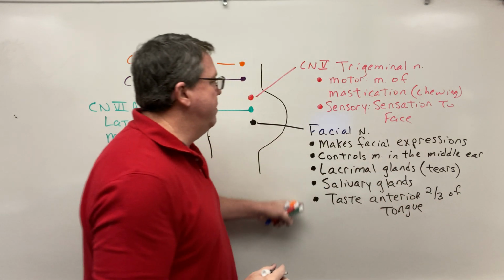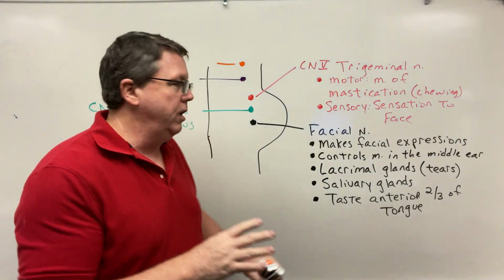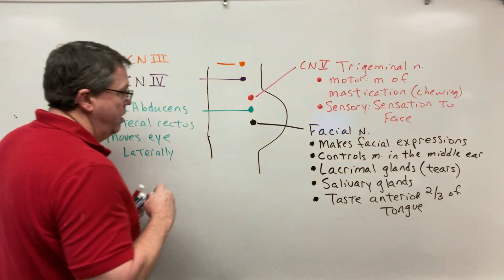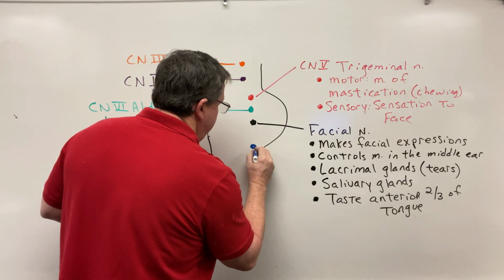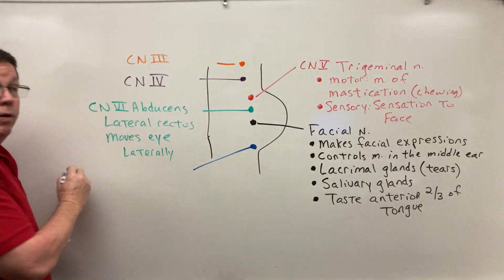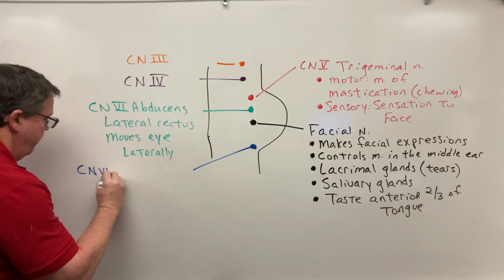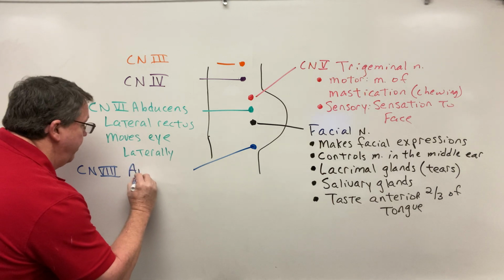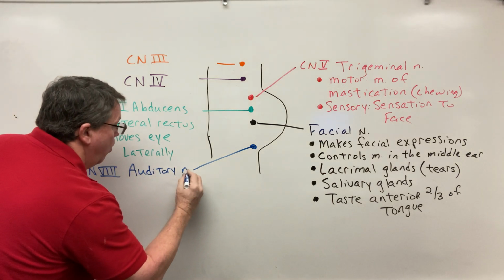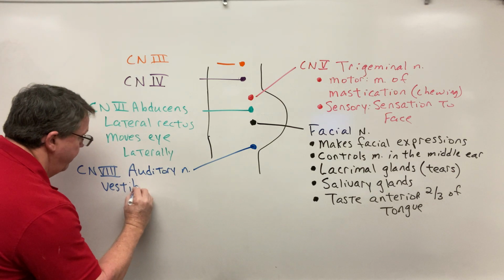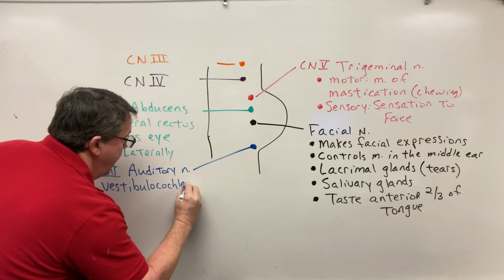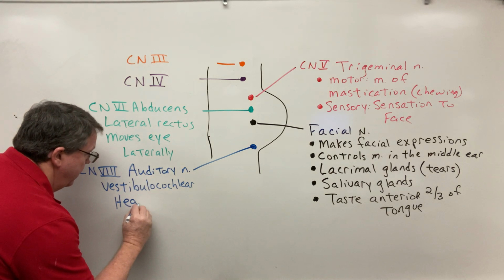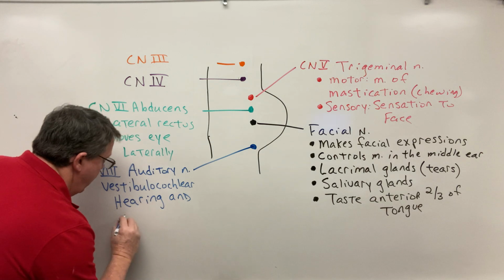Okay, so these are some of the functions of the facial nerve. Again, the point of this video is not to go into what every cranial nerve does. But then, way down here, we have our 8th cranial nerve. So this is cranial nerve number 8. Cranial nerve number 8 is called the auditory nerve, or the vestibulocochlear nerve. And basically what this does is, this is just sensory. It's going to be responsible for hearing, like the name says, and for helping you keep your balance.